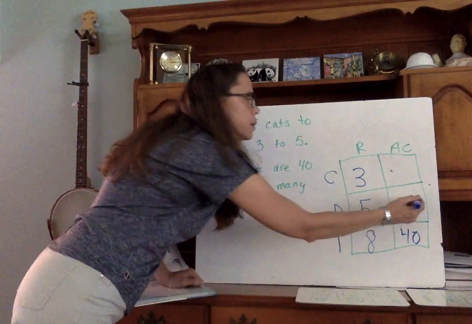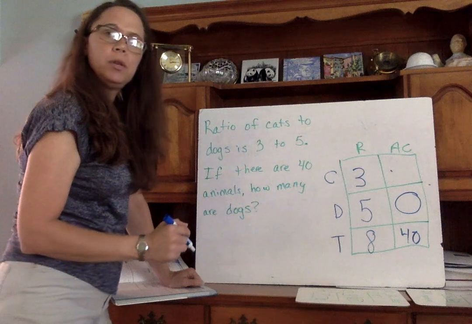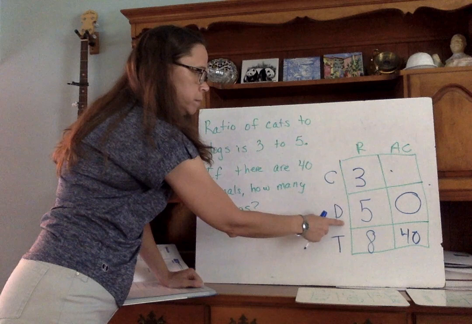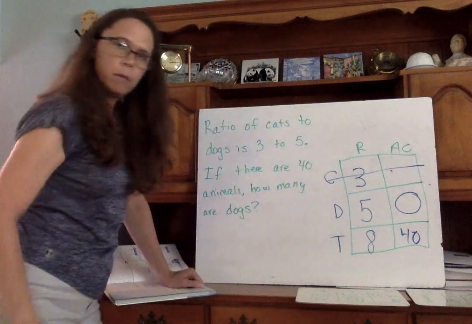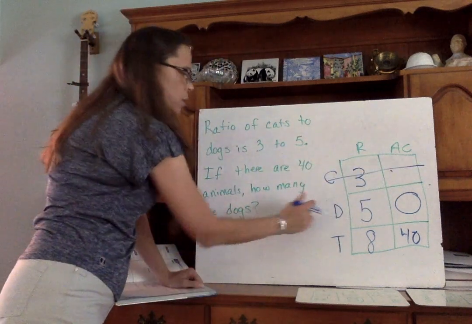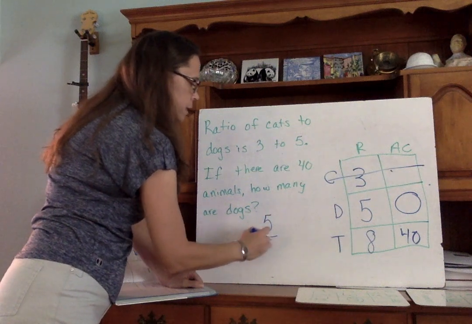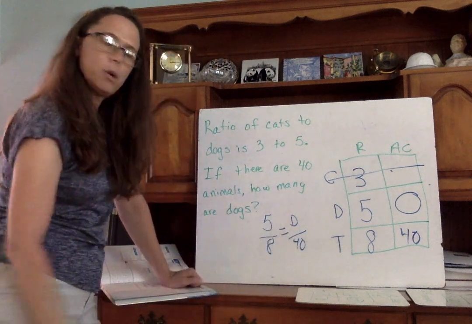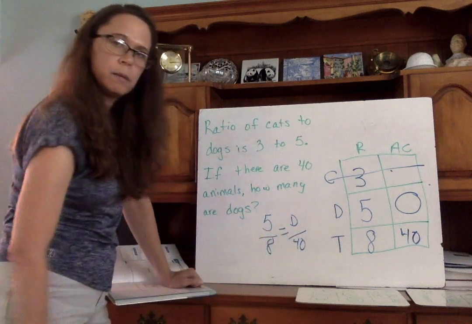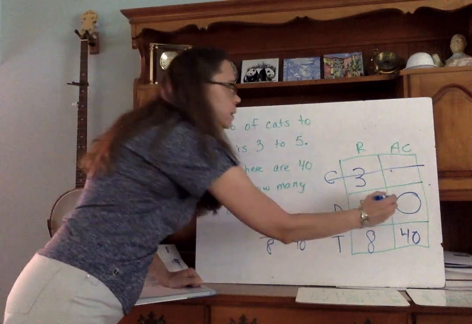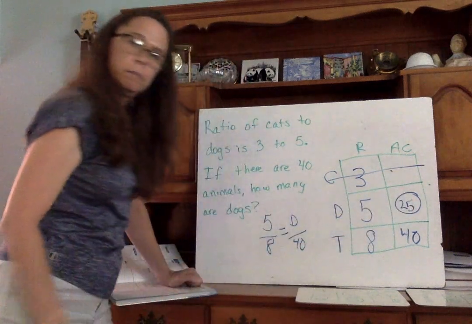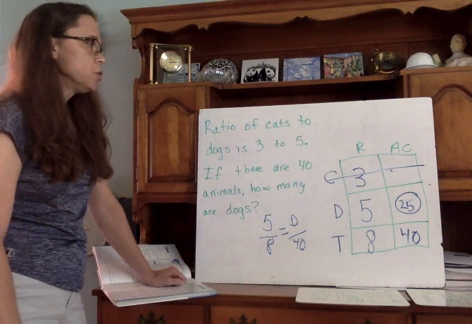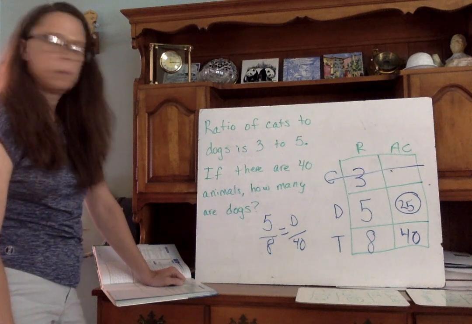You should have circled dogs. Now I'm going to use the row that's complete and the row that has what I want to find. So I'm going to get rid of this row. I don't need that row. So I'm going to create my proportion. 5 is to 8, as the number of dogs is to 40. Hopefully you saw that to get from 8 to 40, I multiply times 5. 5 times 5 gives me 25. If you didn't see that, you could also do cross products. So you should have 25 dogs.